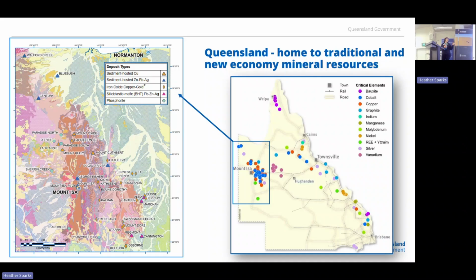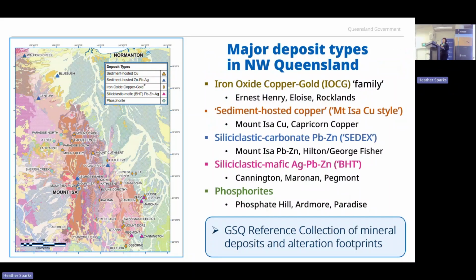cobalt. And also I show the map of northwest Queensland, just to emphasize the range of the deposit types in northwest Queensland. And also in my presentation, I will show some examples of the samples we're working with from northwest Queensland, and also to make sure I mention copper and cobalt in my presentation. If I don't, just remind me.